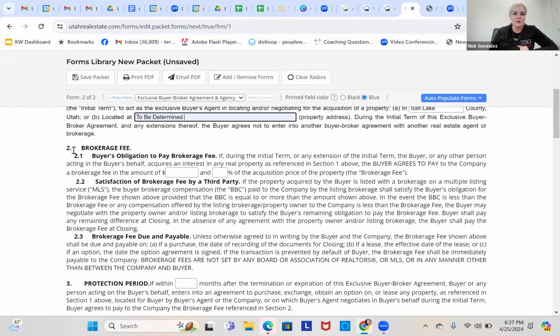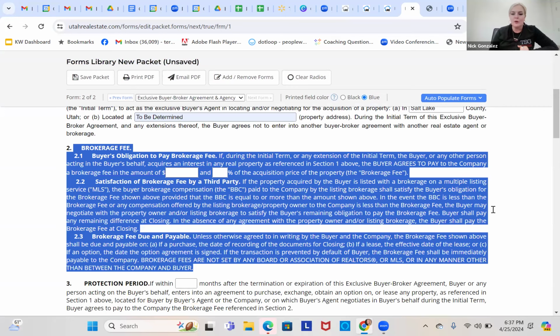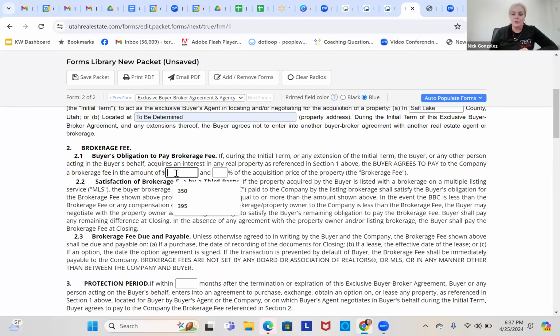Brokerage fee. So this again is the most important. We just want to make sure that they understand all commissions are negotiable. And so in here, we can tell them what we charge. So we charge $350 for a transaction fee or an admin fee. And then whatever you charge a buyer. So mine would be say that I charge buyers 3% to have me represent them.